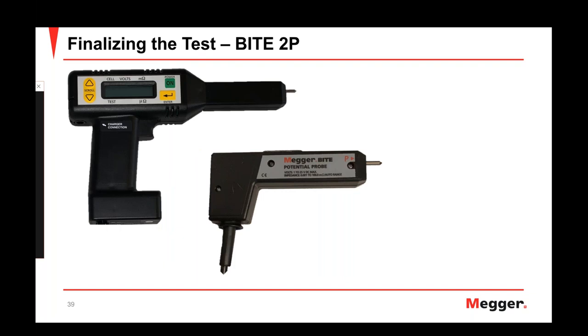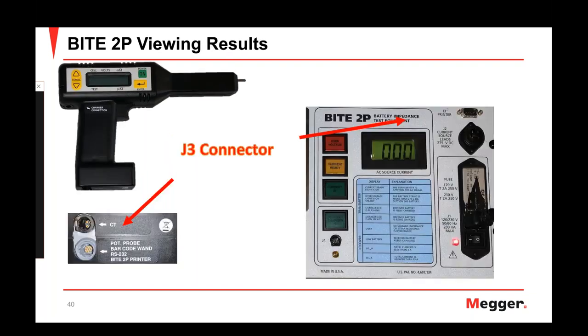To view your results with the BITE 2P, like I said before, you can use the onboard printer. To do that, we have a cable that's provided, and you're going to plug one end of that cord into the 7-pin connector on the bottom of the receiver, and then plug the other end into the RS-232 port, or J3, on the BITE 2P. Then follow the prompts on the receiver unit to export that data to the printer on the BITE 2P.